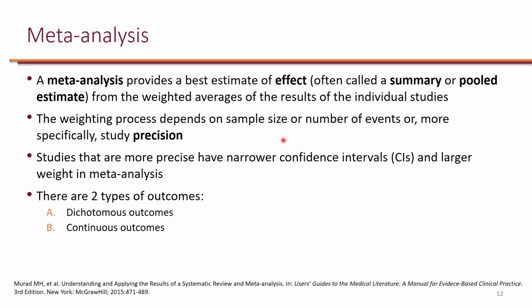If across the range of the confidence interval values our decision making would change, then we would have less confidence in the evidence and lower the confidence rating. So studies that are more precise have narrower confidence intervals and larger weight in meta-analysis. Now, when it comes to the outcomes that we can pull in the meta-analysis, there are two types. We have dichotomous outcomes and continuous outcomes.